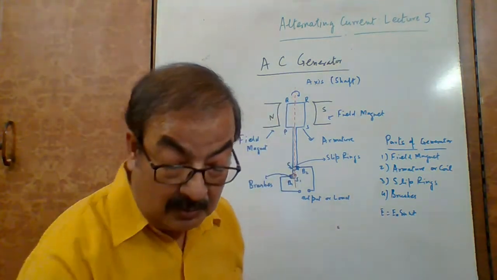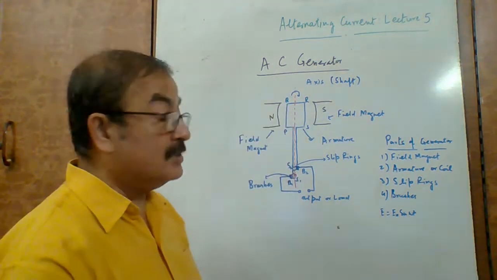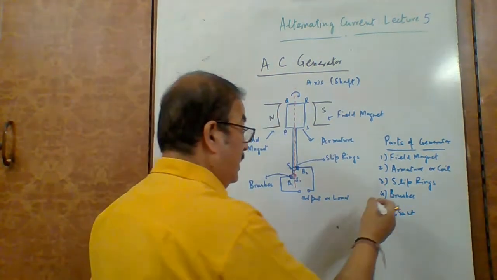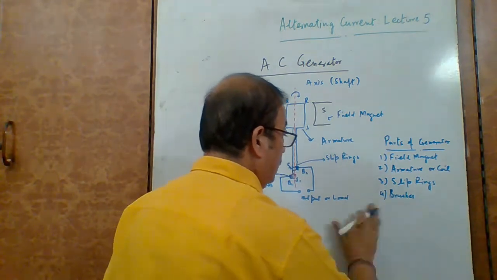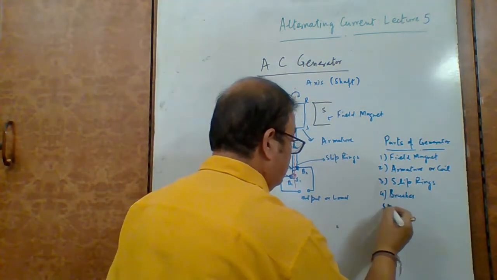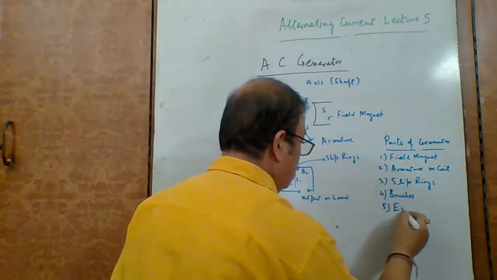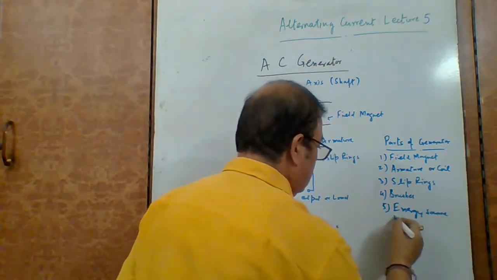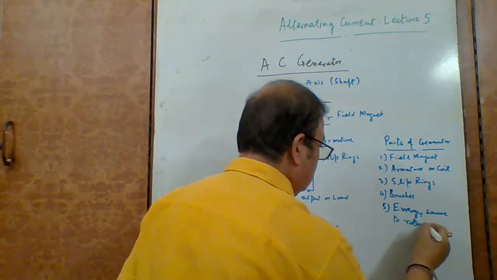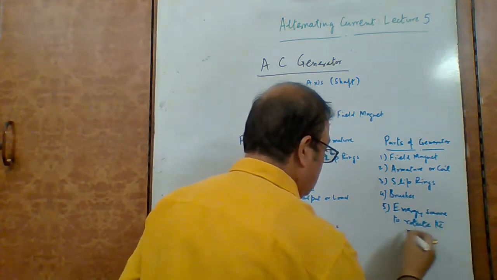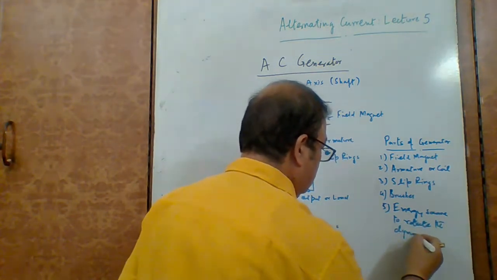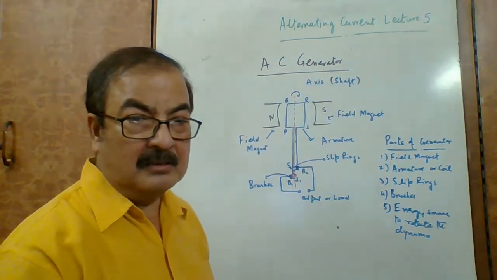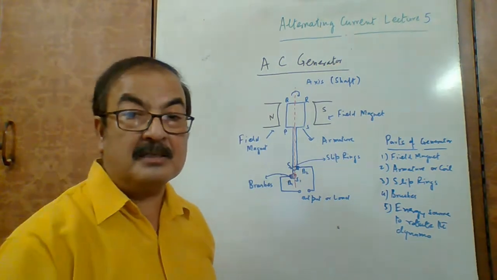And now, in order to rotate the shaft or the axis of the generator, we sometimes need an additional thing that we call an energy source, to rotate the dynamo. It is also called an AC dynamo. Remember, another name of AC generator is AC dynamo.